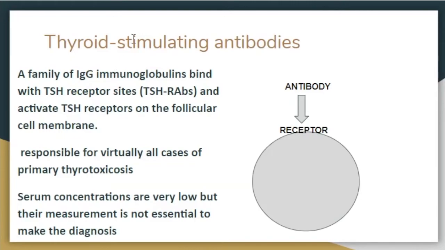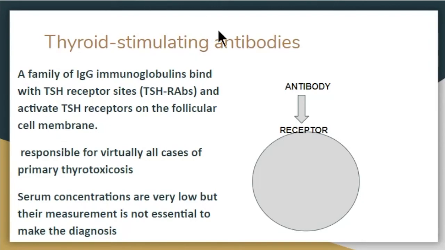Now, another factor that influences the release of the thyroid hormones are these thyroid-stimulating antibodies. Now, these are a family of immunoglobulins which bind on the TSH receptor sites, and they mimic the TSH. So they're basically stimulating the thyroid gland to produce more thyroid hormones. And these are responsible for virtually all causes of primary thyrotoxicosis.